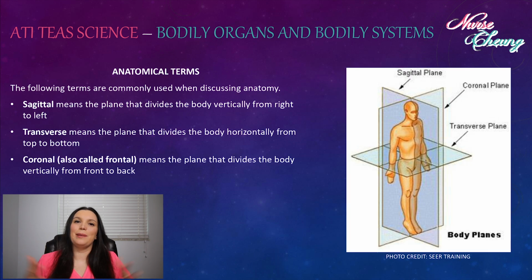Lastly, we're going to be discussing body planes. Sagittal means the plane that divides the body vertically from right to left. Transverse means the plane that divides the body horizontally from top to bottom. Frontal means the plane that divides the body vertically from front to back. This can also be called coronal.